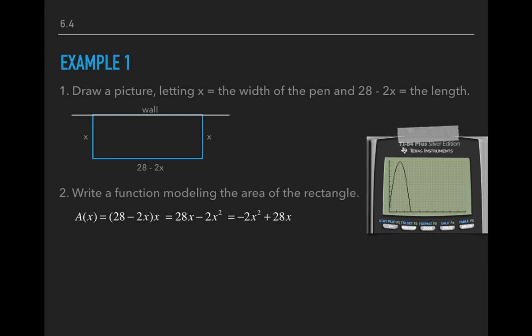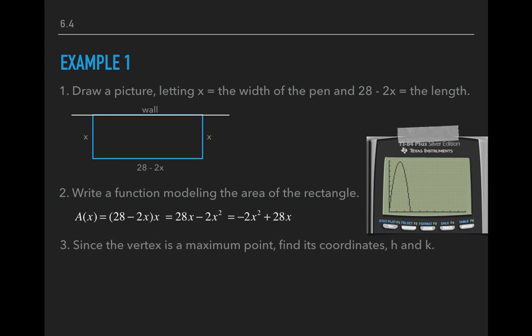And if you were to graph that function, it would look something like this. And remember, what you're looking at is the x value is the width. So if you're looking at your x-axis, you can see that depending on how wide it is, you'll have a different area. Okay, so we're looking for the maximum area, and that's the maximum on your graph.